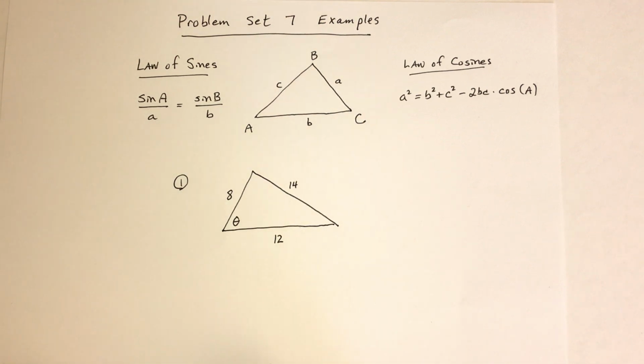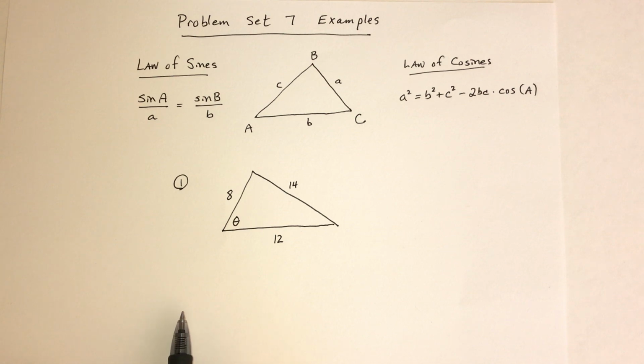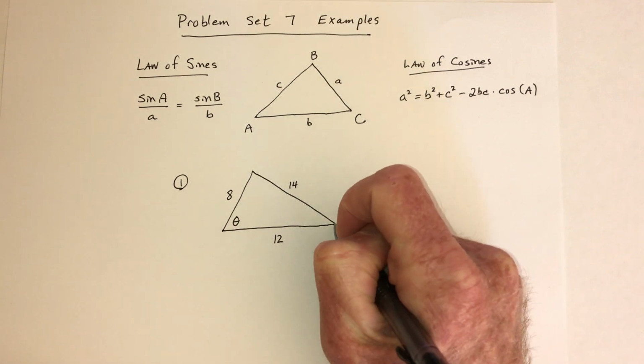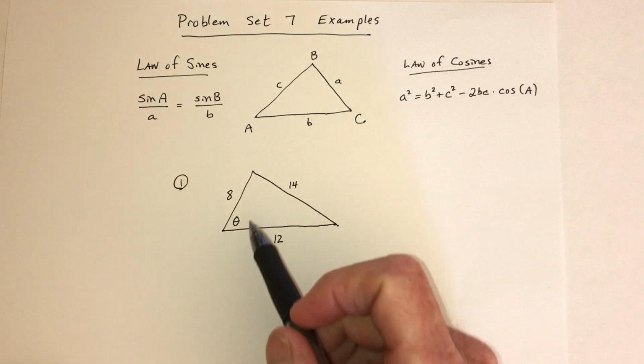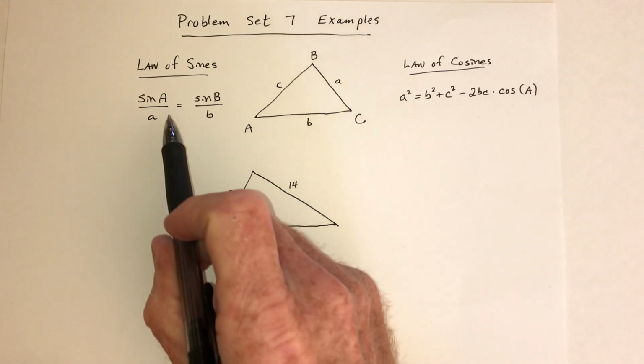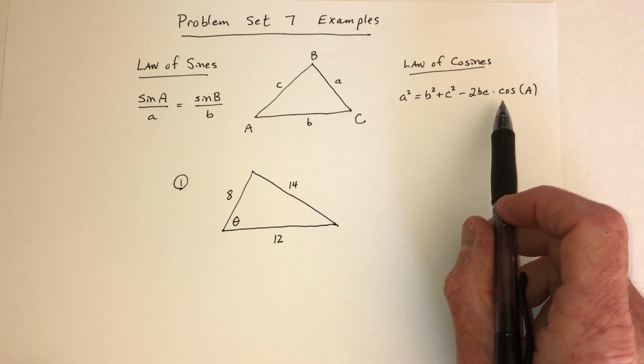Now I just randomly made up those numbers, 12, 14, and 8. So it could be possible that there is no triangle with those sides. But that's okay. The math is going to tell me the truth no matter what. So in here, I do not have two angles, so I'm not going to be using law of sines. I'm going to be using law of cosines.